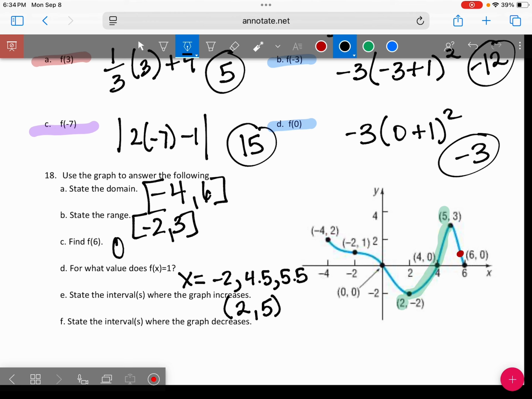So where does it decrease? It decreases twice. It's decreasing from here to here, which would be -4 to 2. So that's the first point. -4 to 2. And then it starts to increase for a short amount of time. And then it decreases again here from 5 to 6.